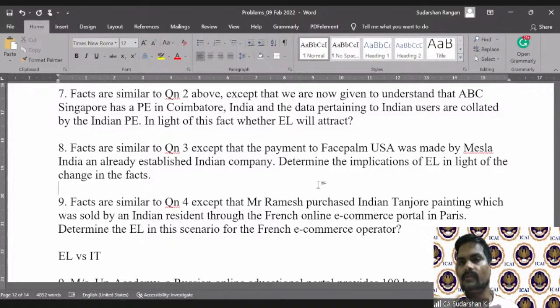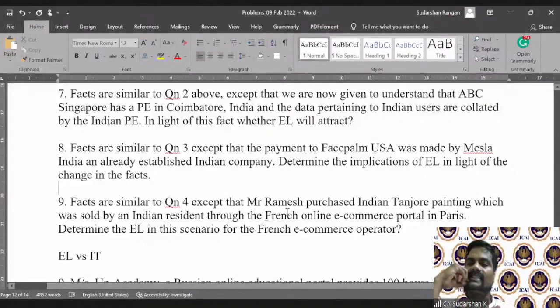Let's assume the e-commerce platform is a marketplace. There some Indian resident is selling Tanjore paintings or Indian art painting. Mr. Ramesh, who uses an IP address, buys those Tanjore paintings in Paris. You may ask, why should he go to Paris and buy Indian painting? Maybe he wanted to gift to all his foreign friends, showcase Indian culture. That's immaterial to us. The point I wanted to drive here is, in this foreign online e-commerce portal, a resident Indian is selling.